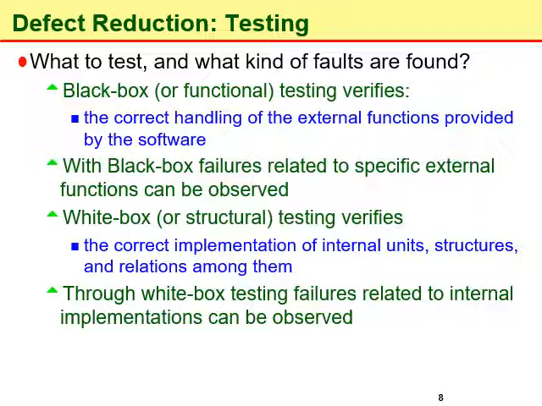On the other hand, when white box testing is performed, failures related to internal implementations can be observed, leading to corresponding faults being detected and removed. Here in white box testing, the emphasis is on reducing the internal faults so that there is less chance of failures later on, no matter what kind of application environment the software is subjected to.